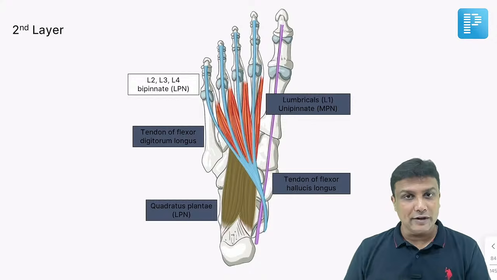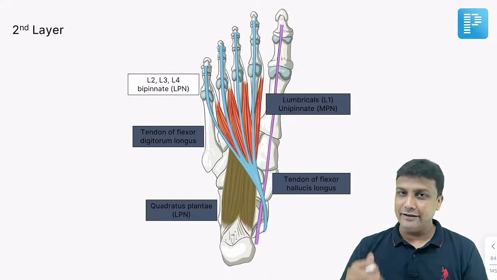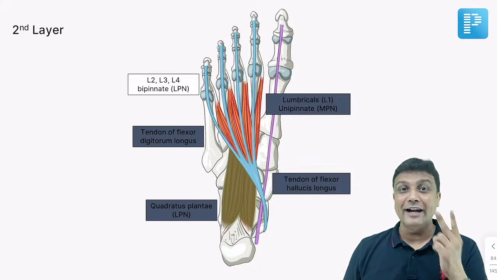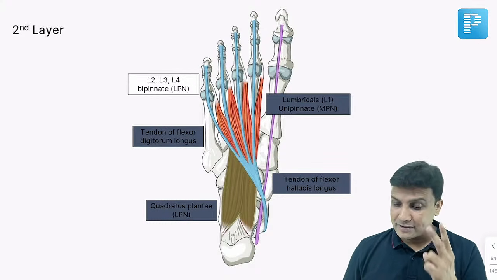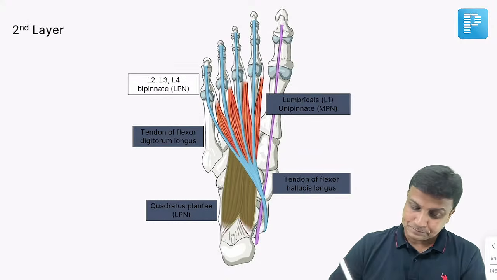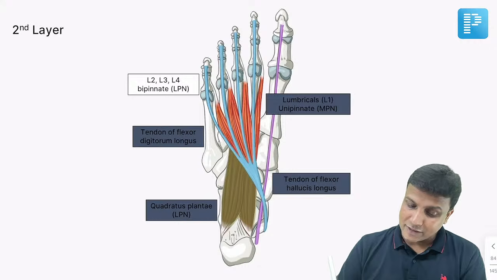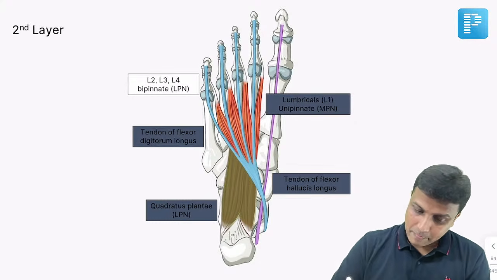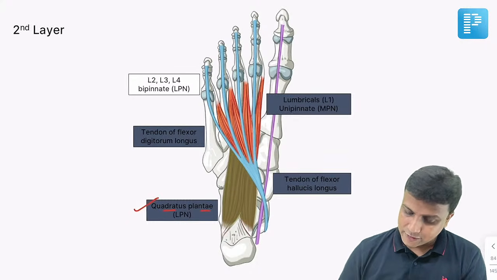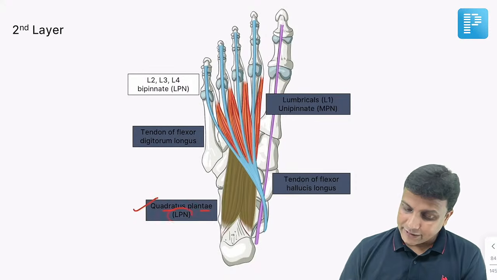अगर आप इसको remove कर दोगे, then welcome to the second layer. In second layer, there are 2 muscles and 2 tendons. Now, which 2 muscles do you have here in the second layer, my dear friend? Remember, you'll be actually having the quadratus plantae here. This one, quadratus plantae muscle over here. That will be supplied by the lateral plantar nerve.